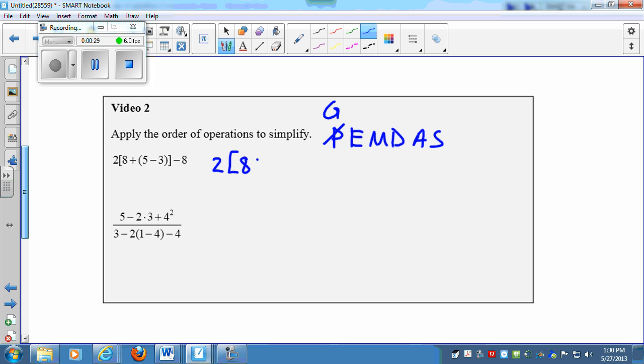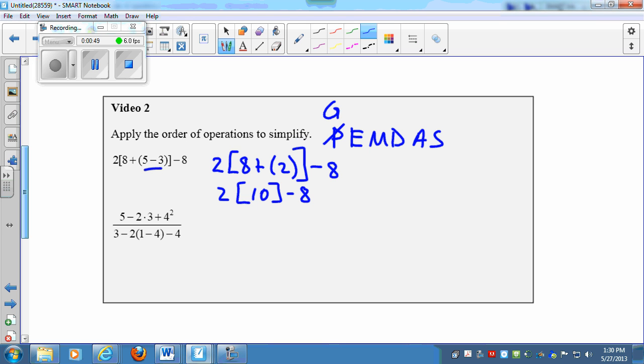So we're going to recopy and take care of the parentheses. 5 minus 3 is 2. And then we will subtract 8 on the end. So the next grouping symbols will take care of the brackets. So we get 2. Inside the bracket is 10.